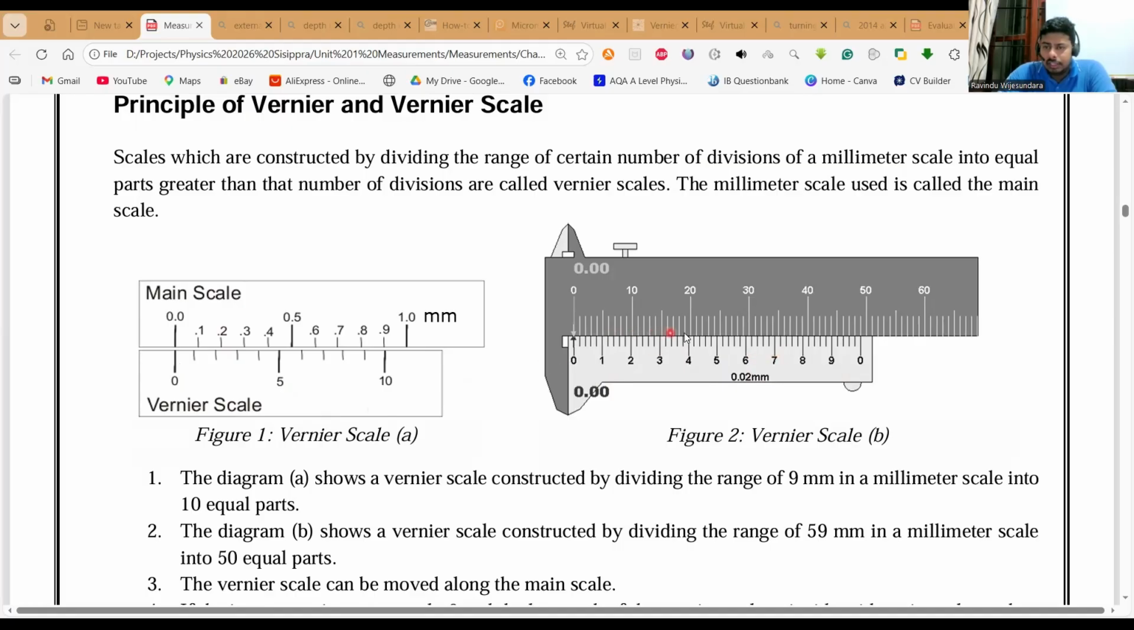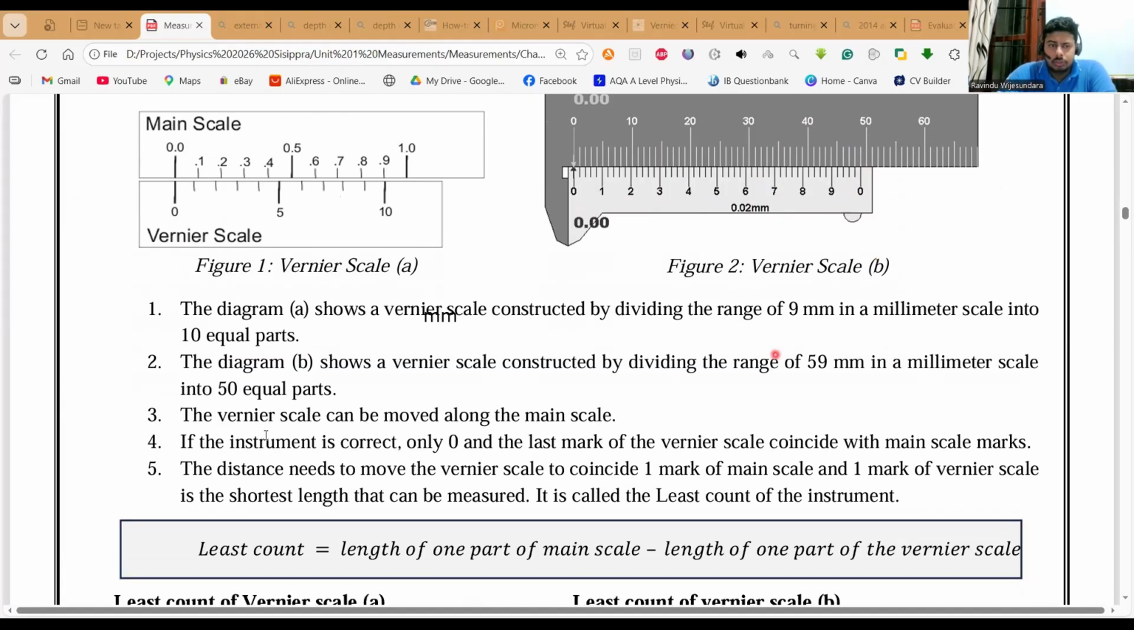We have divided 49 millimeters into, if you count from here to here, 50 equal divisions. So this relationship still holds, the relationship that we told earlier. The only difference is here we have 49 divisions divided into 50 equal parts.